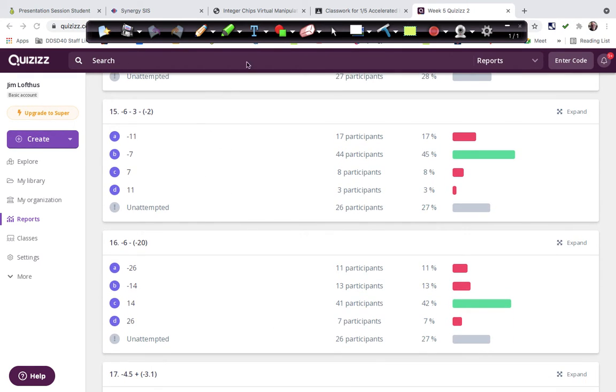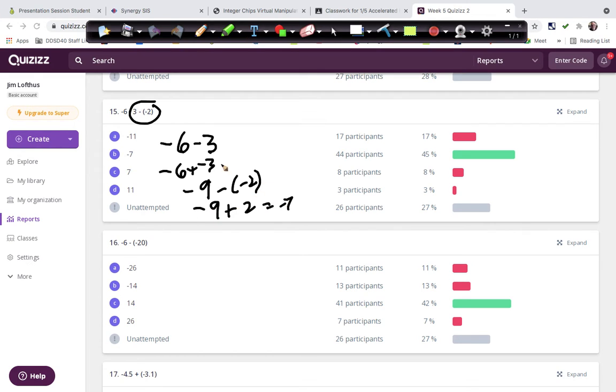All right. In class today, I helped some people think about this by just doing negative 6 minus 3. That's negative 6 plus a negative 3. That's negative 9. Then doing this part, minus a negative 2. That's the same as negative 9 plus 2. That's negative 7. That's how we get negative 7.